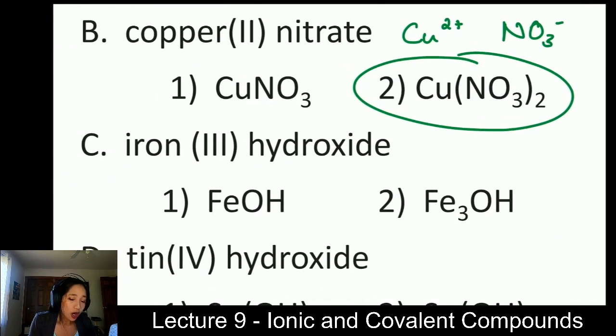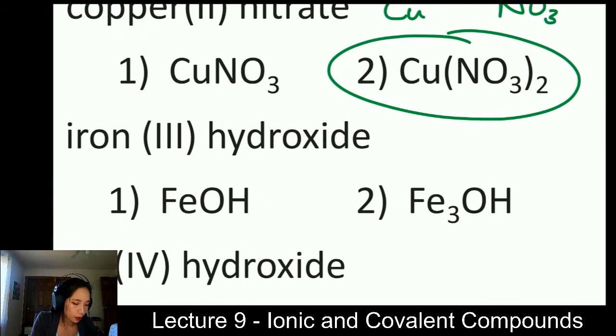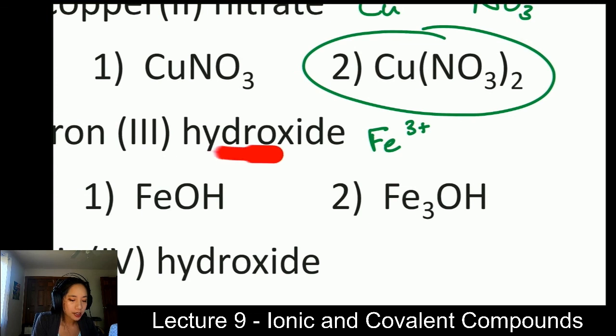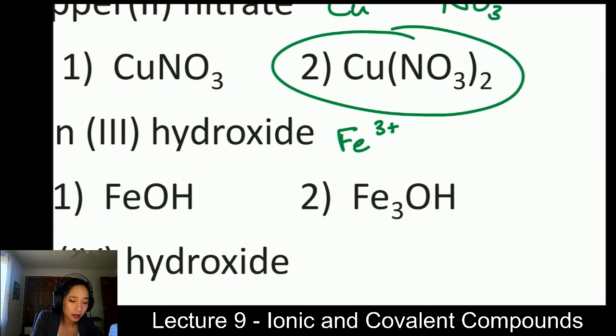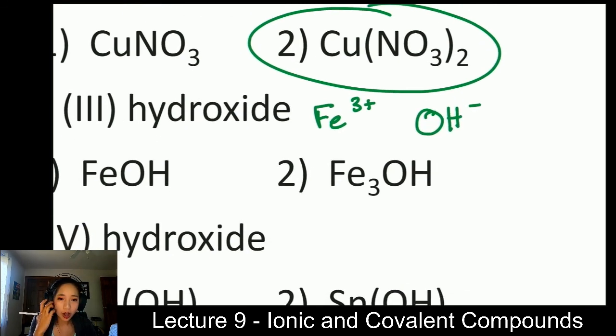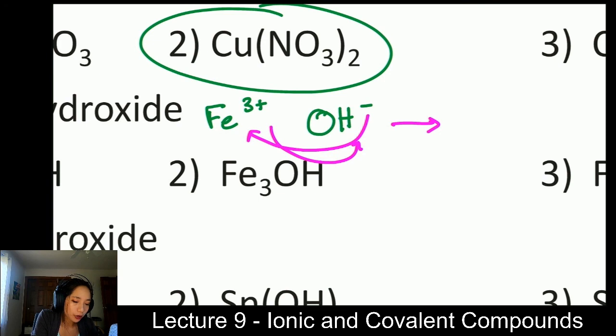Okay, next, iron 3 hydroxide. Again, it's kind of nice when it's a variable charge because it tells you the charge is there. So our cation is iron 3+ because it has a 3 Roman numeral. Hydroxide is one of our other polyatomic anions. Hydroxide is OH-. So we can go ahead and do the charge subscript switching. But remember, this whole hydroxide goes together. We have to keep it together.